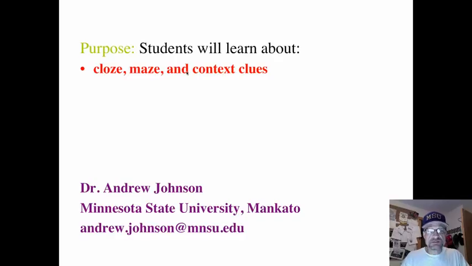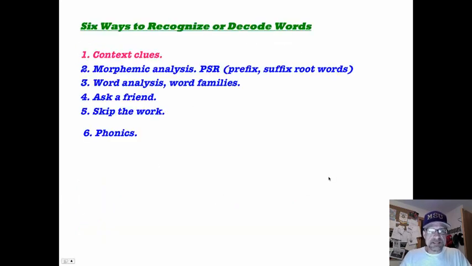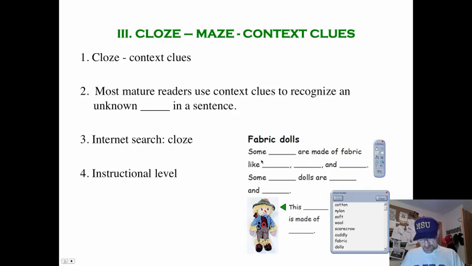This video is designed to teach about cloze and context clues. Recognize that for whole language teachers, holistic educators, we teach not just one way to recognize or decode unknown words. We teach 6. Context clues are the most efficient. So cloze is a strategy to develop students' ability to use context clues. This is what most adult readers do. When we encounter a word we do not know, we use the sentence to recognize the unknown word.